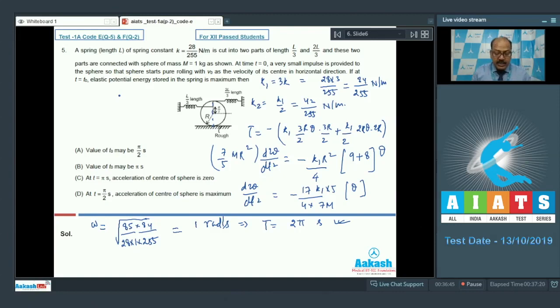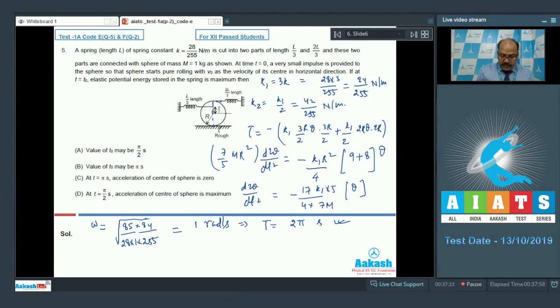Well, elastic potential energy stored in the spring is maximum when the angular displacement of the sphere is maximum from its equilibrium position. Now that will happen at time small t equal to capital T by 4, or this will also happen at time t equal to 3T by 4, and so on.